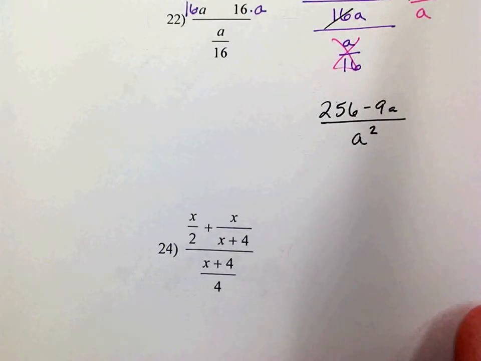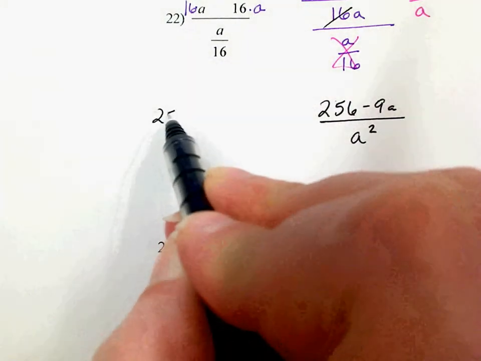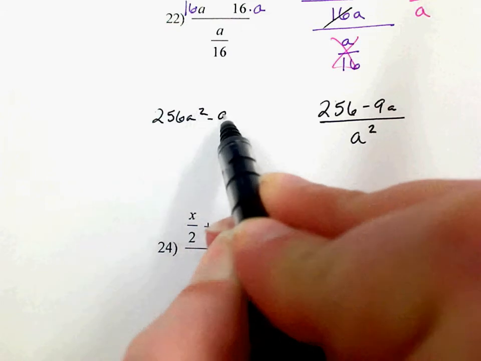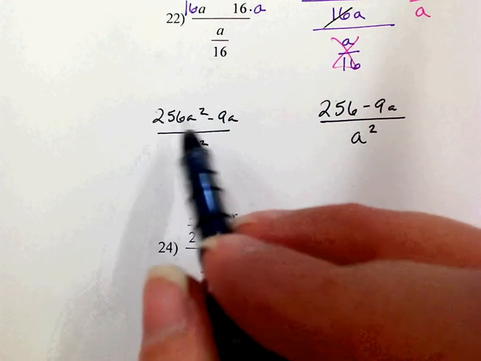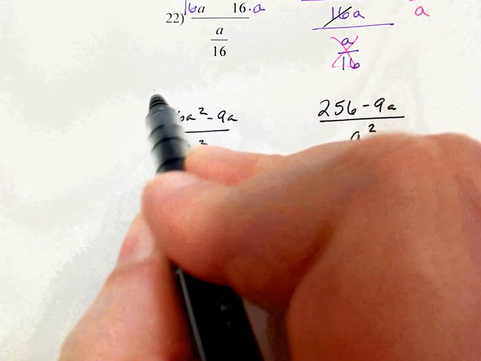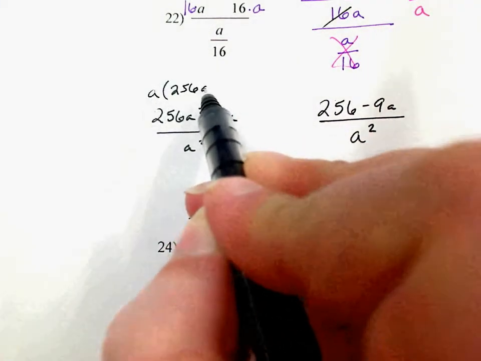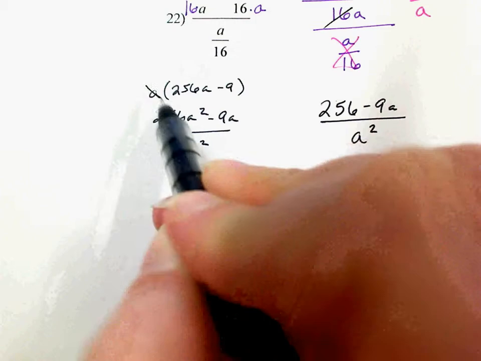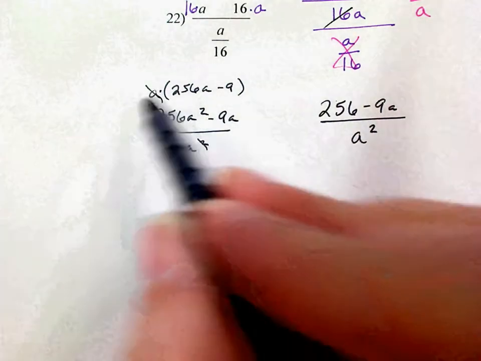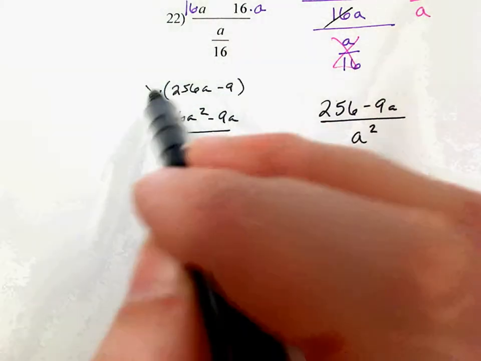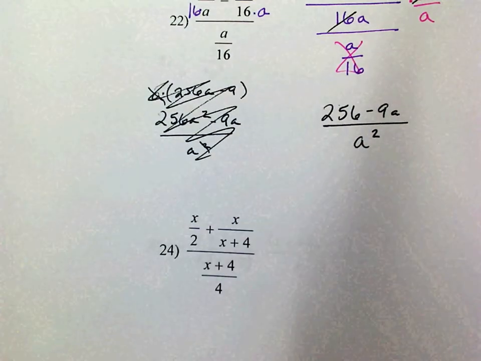Just to clarify, guys, this is not the problem, I'm just making stuff up. If this had been this, could you have factored an a out? And then you could have said a times 256a minus 9. Then I could have canceled out an a, right? Because that's multiplication. So that's when you can cancel out. This is not. Okay.